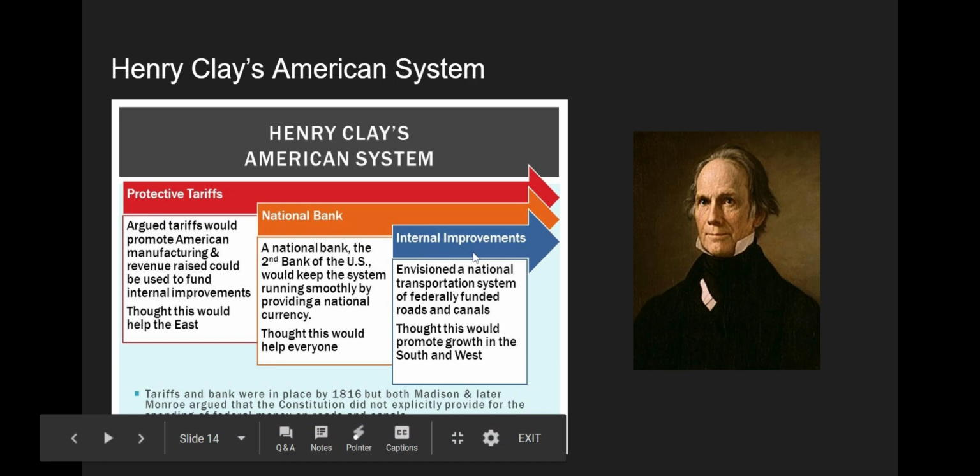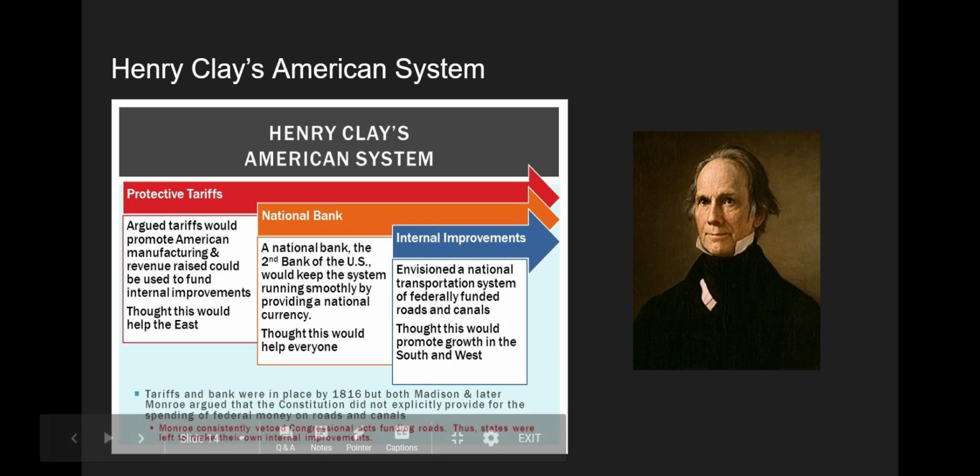And then internal improvements. So this is where the government would take all that money and spend it on transportation, improving roads and canals. This would help grow the South because the South would send its raw goods up to the North, who would manufacture them, and then send them right back to the South. And then any increase in road systems and canals is going to help the West as people move out that way.